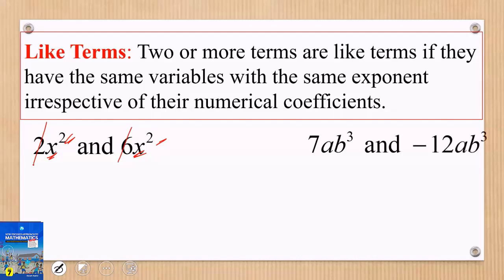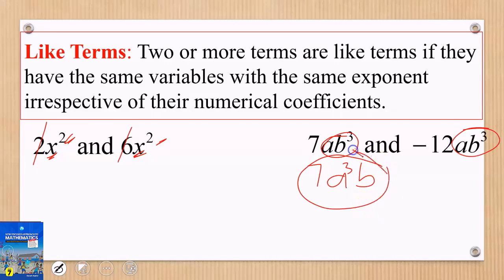So here we can see 7ab cubed and negative 12ab cubed. So far as the variables are the same with the same exponent, we'll say they are like terms. But take note, if this happened to be 7a cubed b, I can't match this and say they are like terms. No, because the exponent of a is cubed here, but the exponent of a there is power 1. For that matter, we can't say they are like terms. All right. So again, here we have s to the power 3 y and 4s to the power 3 y. So they are like terms as well.